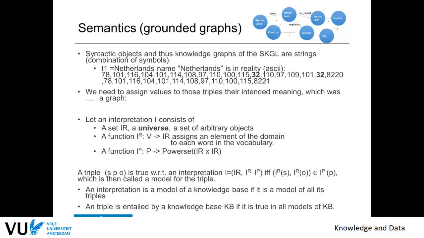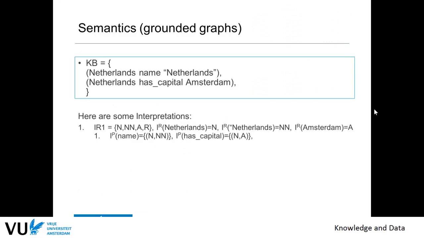Let's see with an example, I think that should make it easier. So I've taken an even smaller subset of the knowledge base now. The Netherlands has a name Netherlands, and Netherlands has a capital Amsterdam. So these are two tuples in a knowledge base. And let's see what an interpretation is. What does it mean for something to be an interpretation? So this is the first example. And as I did before in one of the examples, you can really choose a rather stupid set of universe in these cases, because the definition of entailment holds for all interpretations. So let's take this one where we just have four strings, namely N, NN, and I, RR.